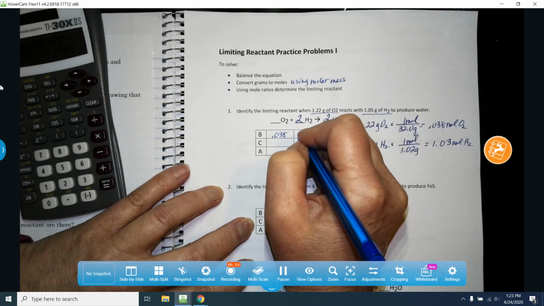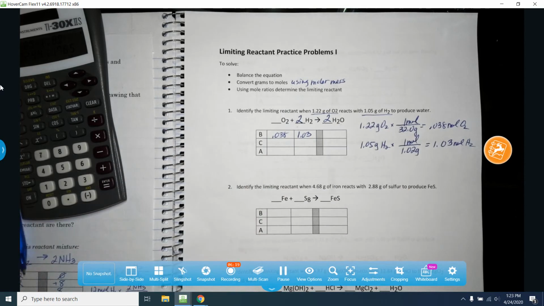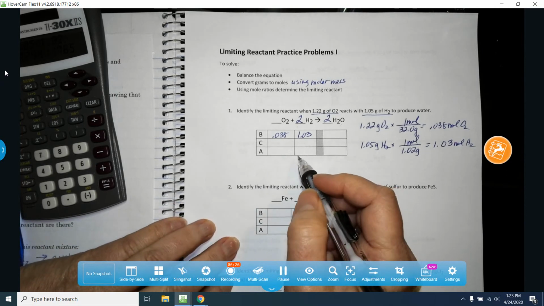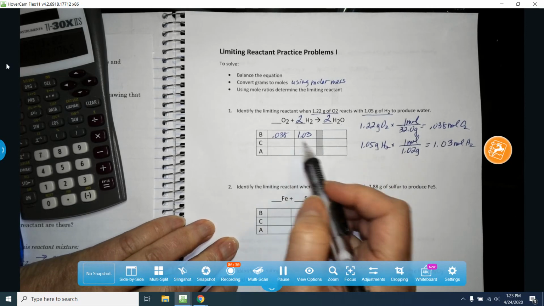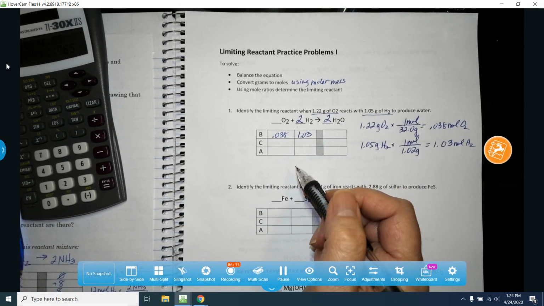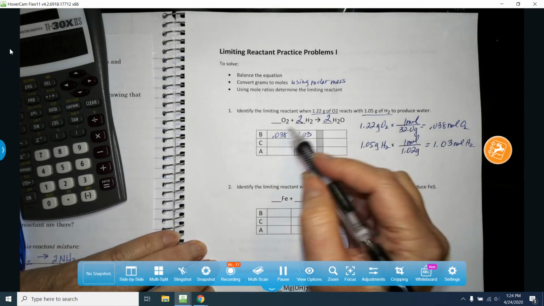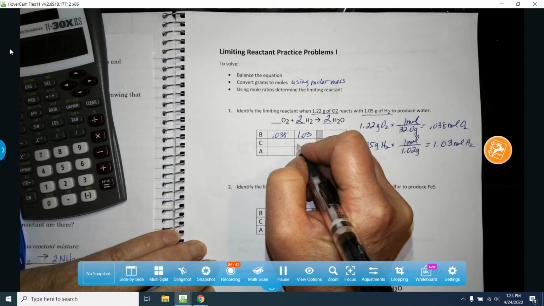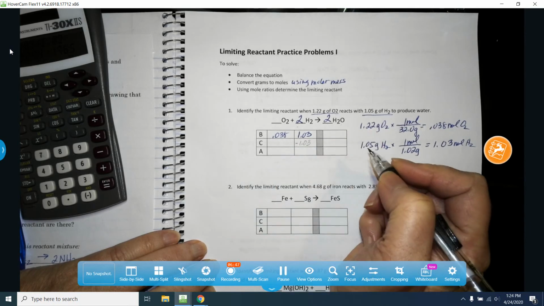And I put that here, 1.03. All right, now what I'm going to do is do this in pencil in case I need to erase anything. Okay, so let's say it wasn't really obvious which one of these is the limiting reactant. Let's say I chose this one right here. So I'm saying, okay, my limiting reactant, this is the one I think is going to run out.